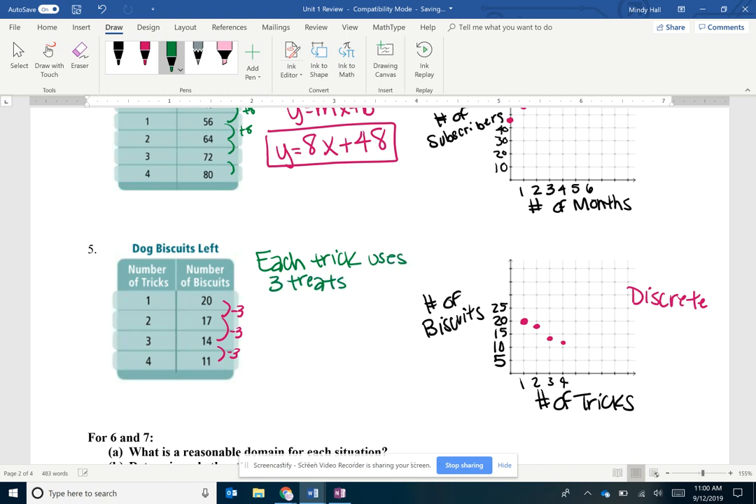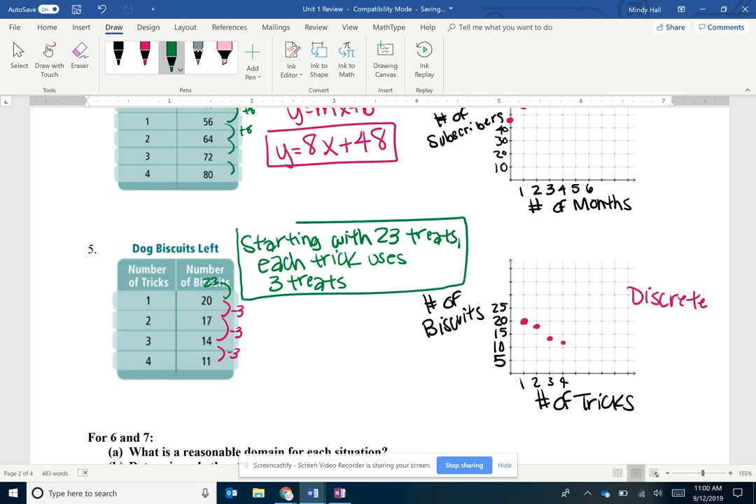And you can even say starting with, let's see, if I went up 3, that'd be 23, right? So starting with 23 treats, each trick uses 3 treats, or biscuits. If you want to be really specific, say biscuits. Okay? So then, if I want to do an equation, I look back at what I have.